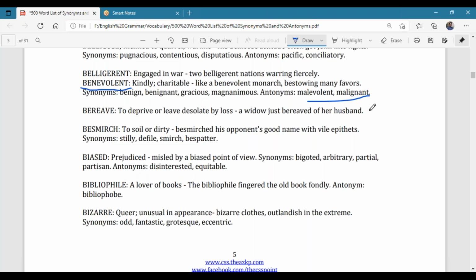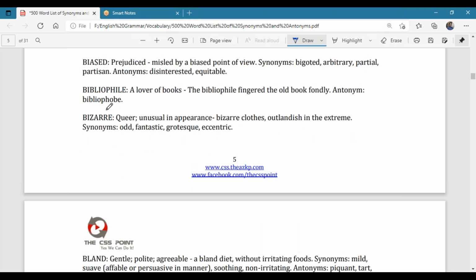He was a benevolent old man and wouldn't hurt a fly. That means he is so kind that he doesn't want to hurt even a small fly. That's what it means to say.